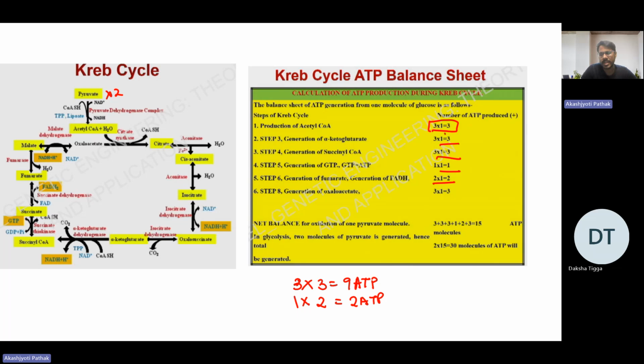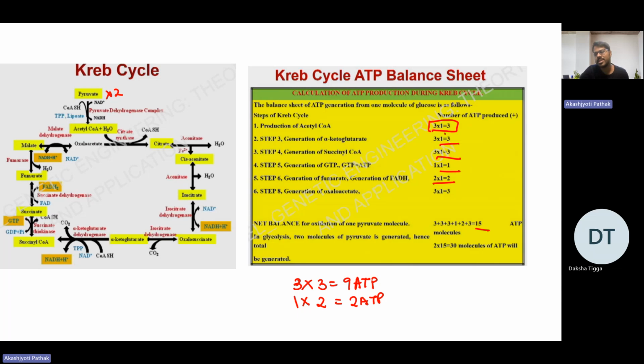Then oxaloacetate, that is malate to oxaloacetate. You will get again another molecule of NADH. So if you add up all these ATP molecules, how many ATP molecules are you getting? You are getting 15 ATP molecules. And this cycle will take place twice because you have two molecules of pyruvate, so everything is multiplied by two. That gives you 30 molecules of ATP.